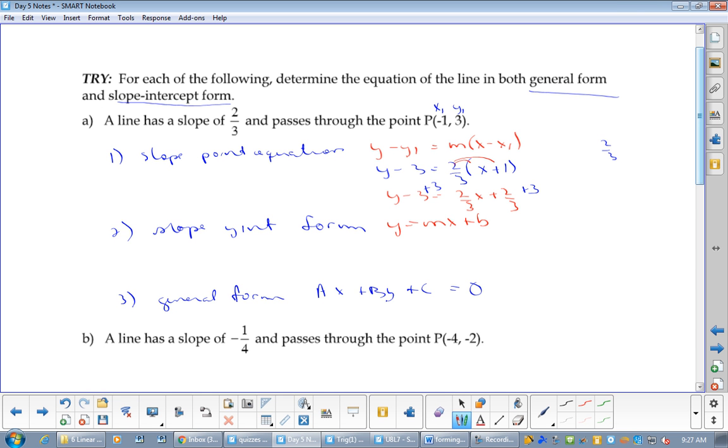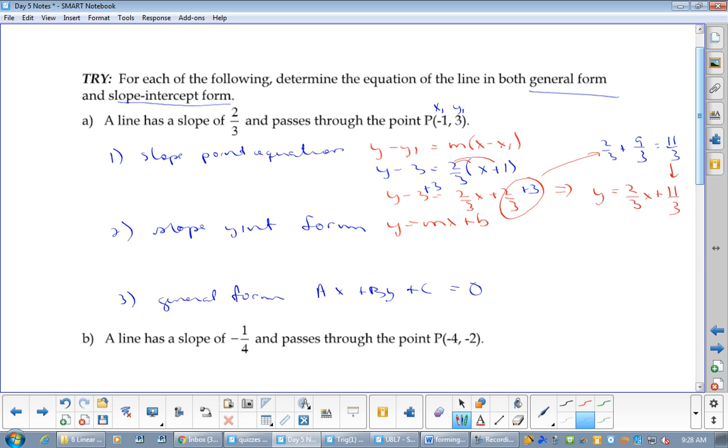So now I could go 2/3 plus 9 over 3, right? Because 3 is the same thing as 9 over 3. But I needed to do that to get common denominator. So this would equal 11 over 3. So then my new equation would equal y equals 2/3 x plus 11 over 3. Okay, so you can circle this and go like arrow there and then arrow there. So later you're not like, where did I get that 11/3 from?